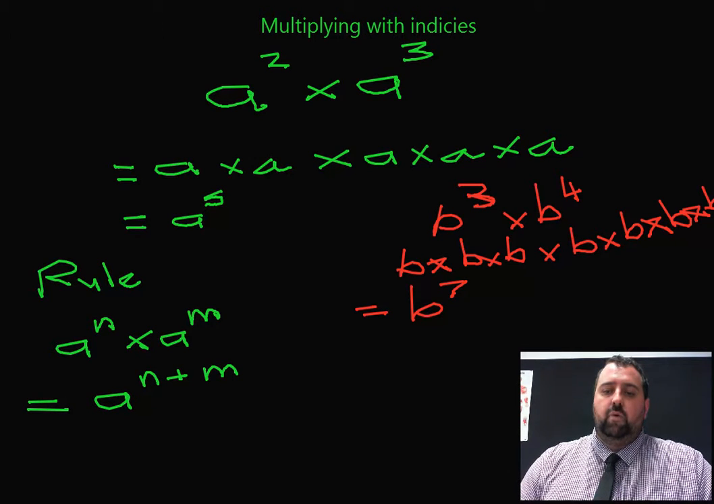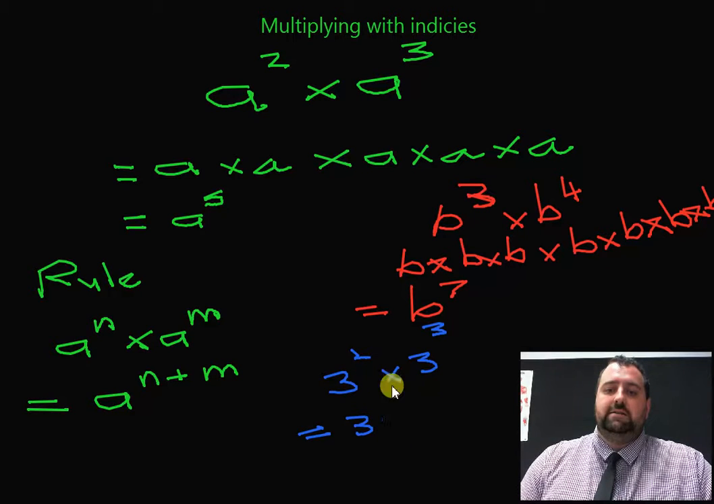When we do it with a real life example, if I have 3 to the power of 2 times 3 to the power of 3, my answer is still going to be 3 to the power of 5. I don't do 9 to the power of 5. I don't do 3 times 3. I keep the base the same and just add the powers.